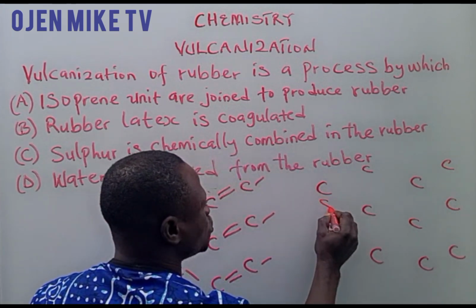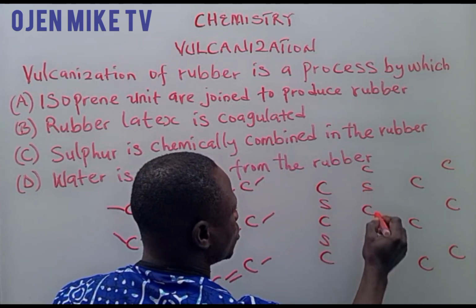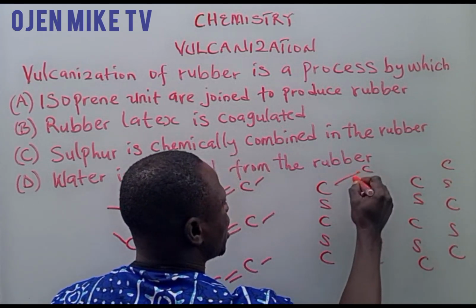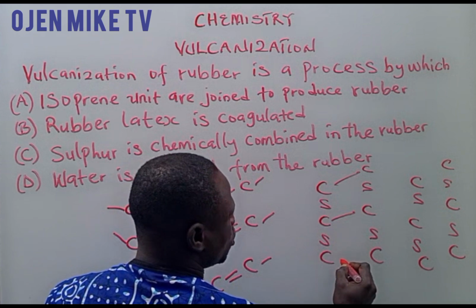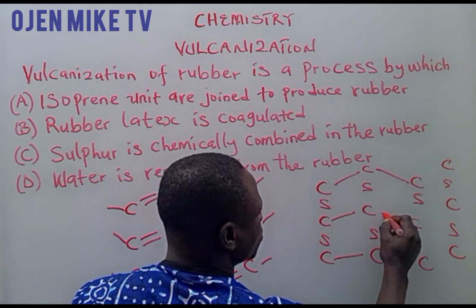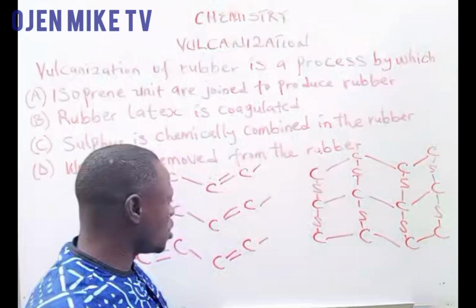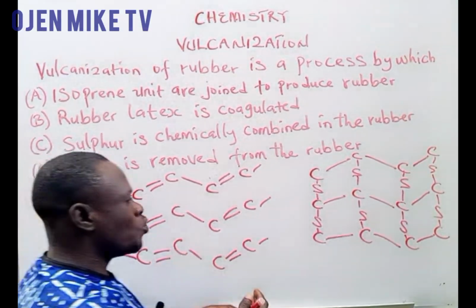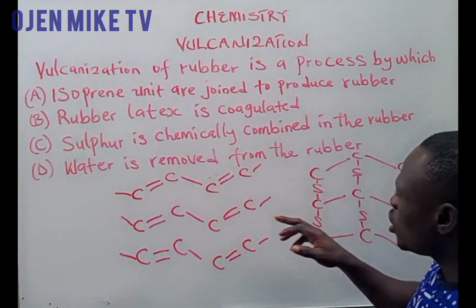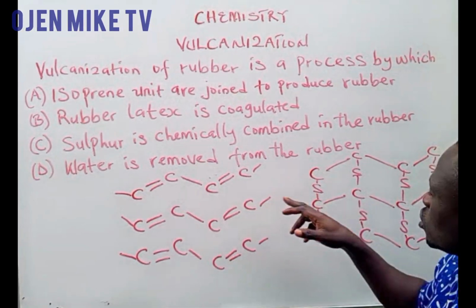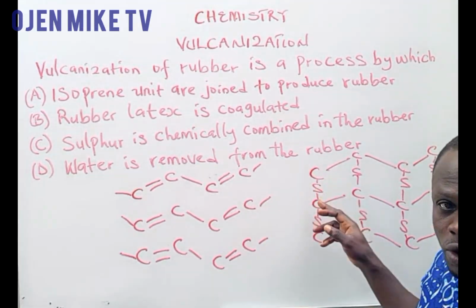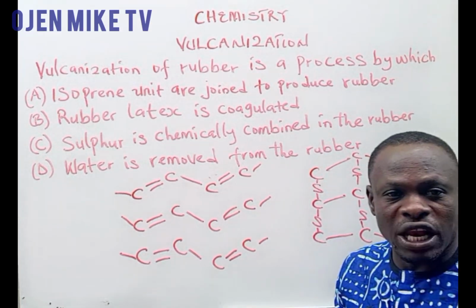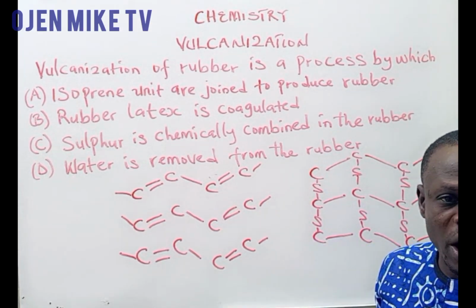Now in between you have sulfur, sulfur, sulfur, sulfur. Do you get that? Now there will no longer be a double bond. What we have here is rubber with a double bond, and when you now add sulfur to it, because of the presence of sulfur, this double bond will be removed. So the removal of this double bond will make the rubber more elastic, tougher and harder.